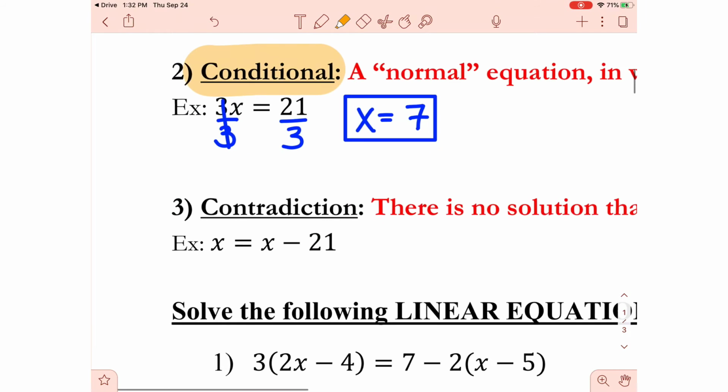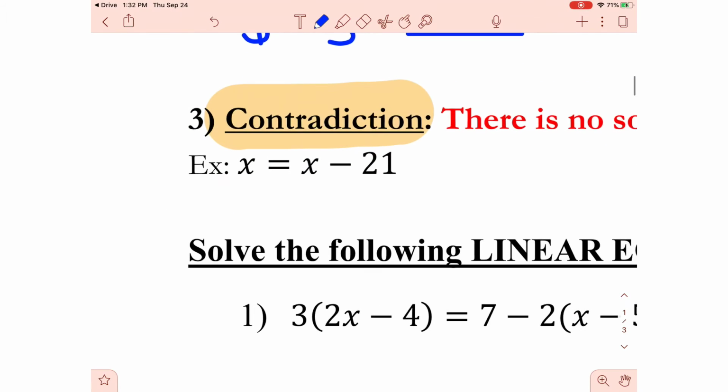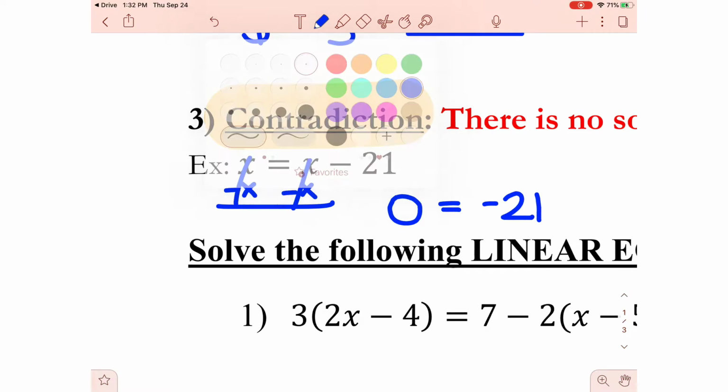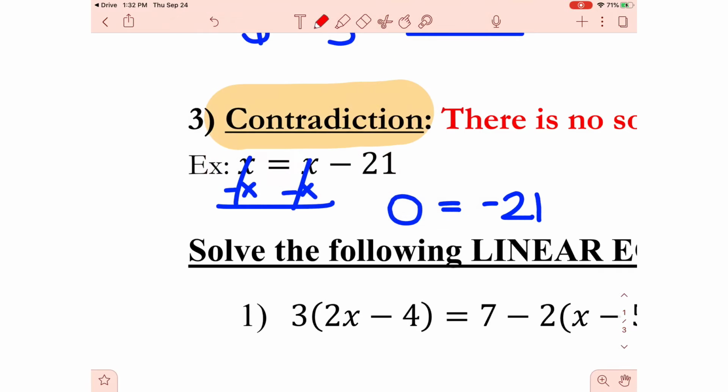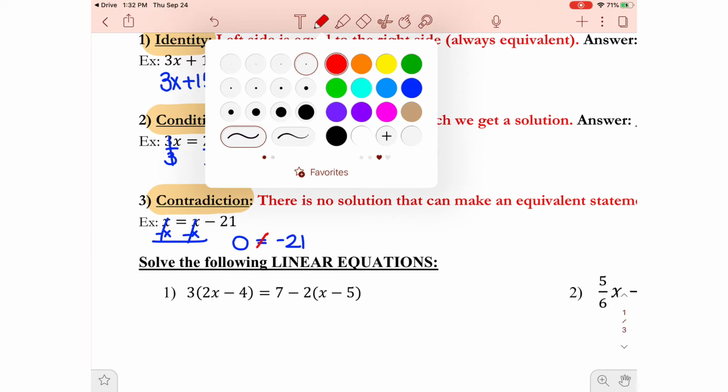Finally, we get a contradiction. A contradiction is when I have my variables drop out, but then I get a false statement. So in this situation, if I subtract over an x, it cancels on both sides, and I'm left with 0 equals negative 21, which is a false statement. 0 does not equal negative 21. So in this situation, there is no solution.